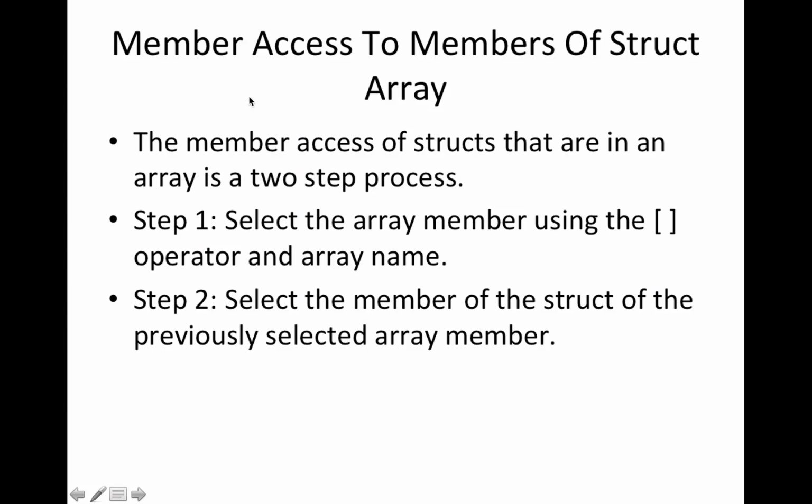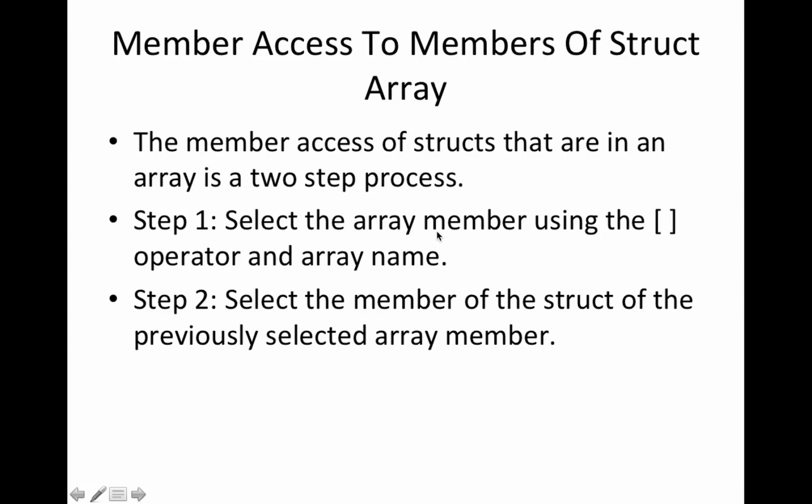Okay. So how do we access a member of a struct array? The member access of structs that are in an array is a 2-step process. Step 1, select the array member using the square bracket operator and the array name. So if you want to select the first member, you take the array name, square bracket, and put 0 in there. That selects the array member first.